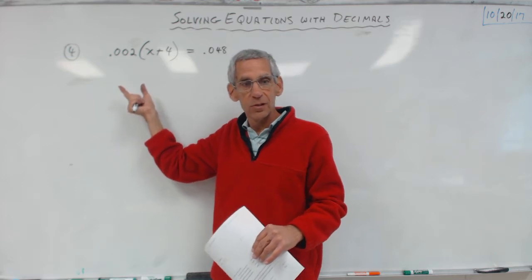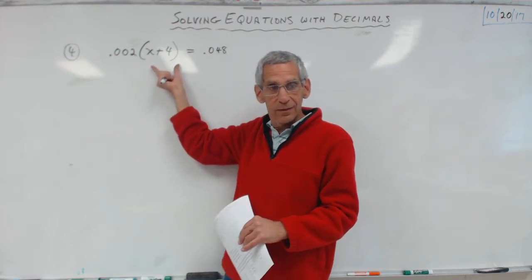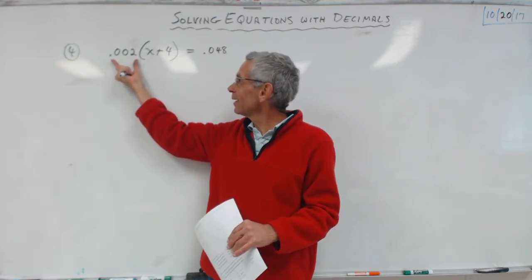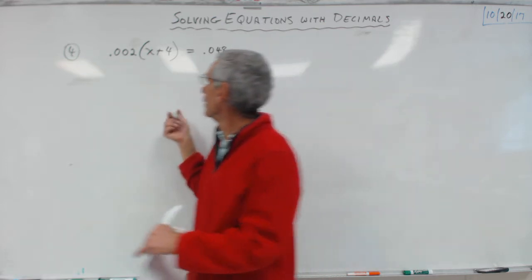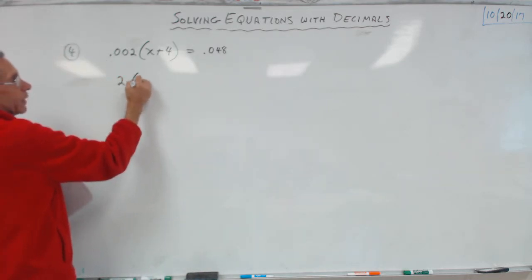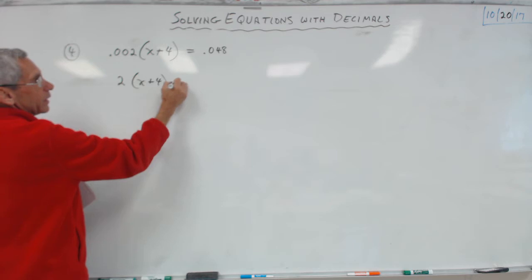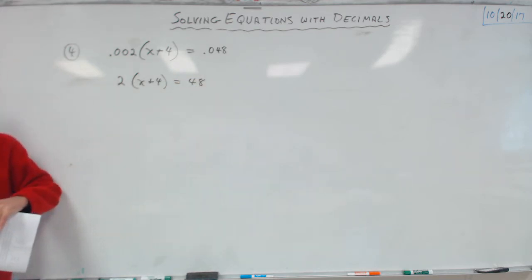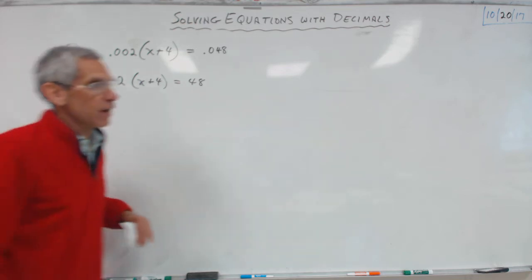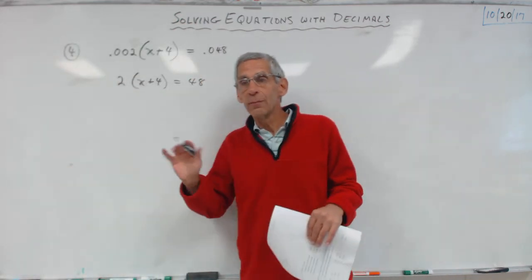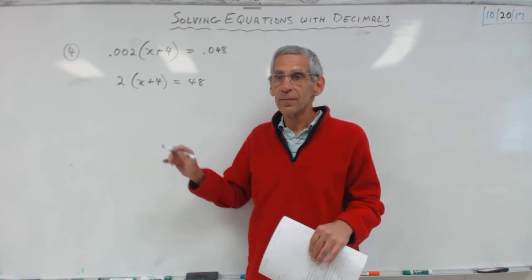Does that make sense? So I don't want to multiply the x plus 4 right away. I'm just going to be multiplying this times 1,000 and this times 1,000. So by doing that, that gives me 2x plus 4 equals 48. Does everybody see that? Now, what Jan said is totally right, but sometimes there's an easier method.